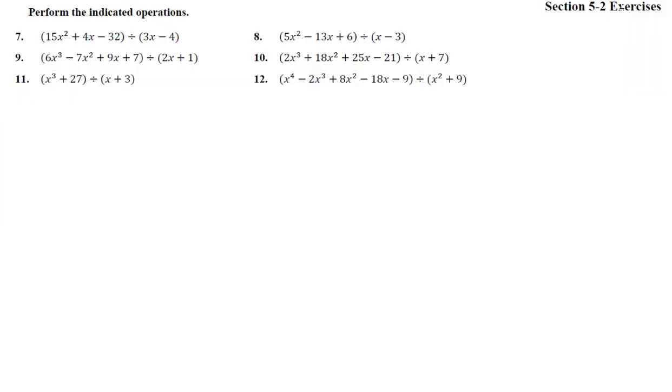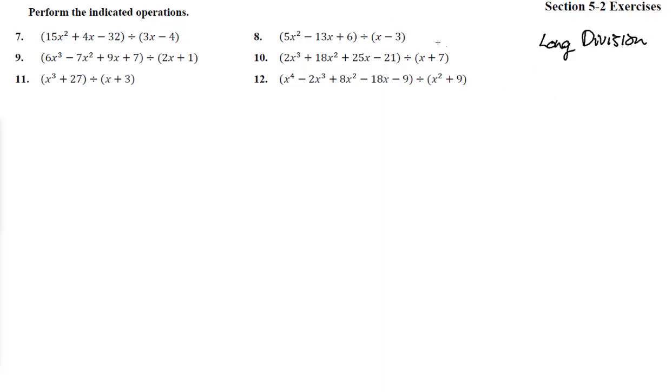Here we are in section 5-2 exercises, number 7 through 12. These we're dividing by not monomials, but usually binomials or longer, and so we have two ways of doing that. We have, first of all, long division, and that will work on any polynomials.